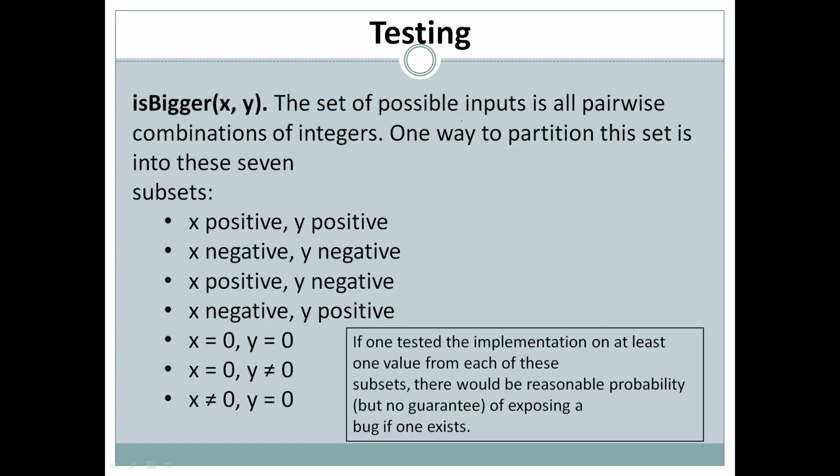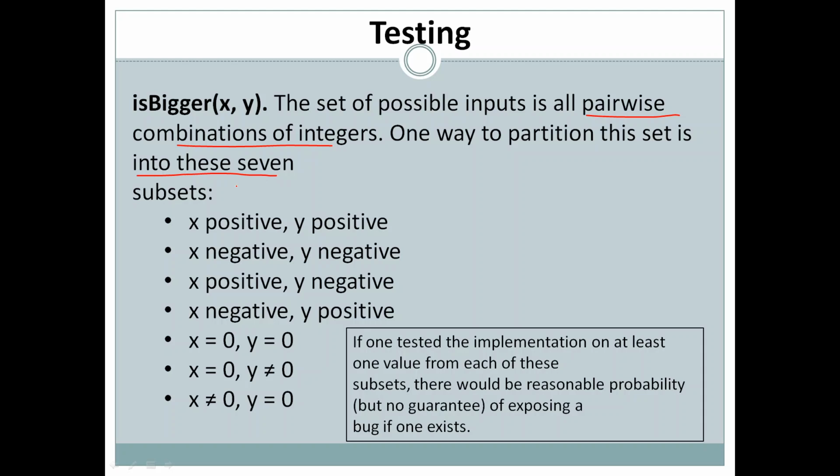The set of possible inputs is all pairwise combinations of integers. One way to partition this set is into these 7 subsets. As I have said, it is not practically possible to test it on all the possible inputs, but we can divide all possible inputs into some subsets.